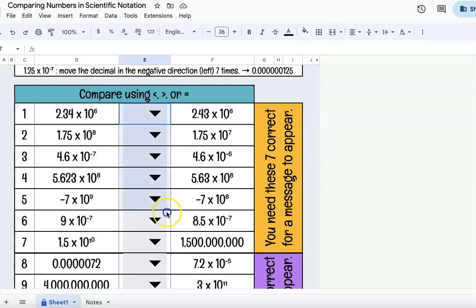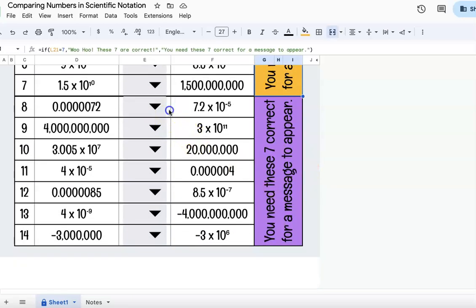So you have to get all 7 of these correct, and then something will pop up over here on the right. And then same with numbers 8 through 14. Those all have to be correct for something to pop up over here.